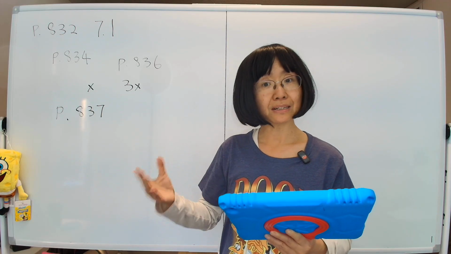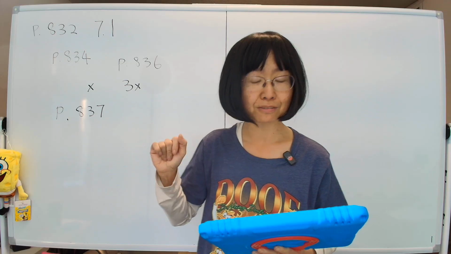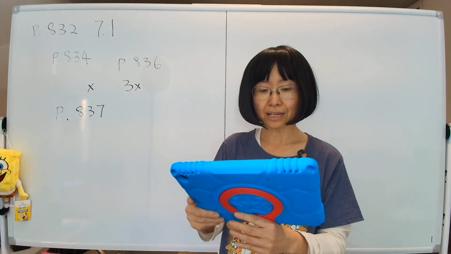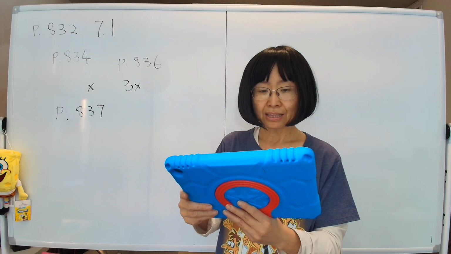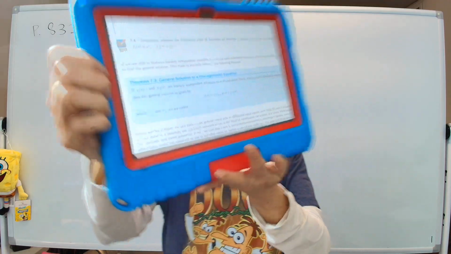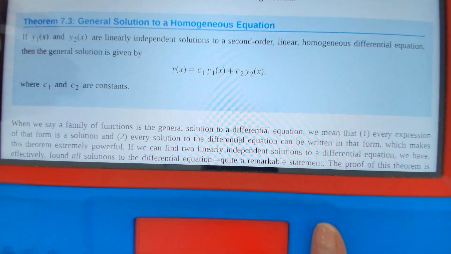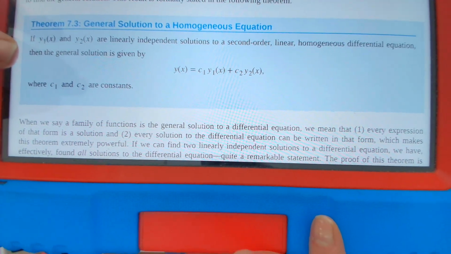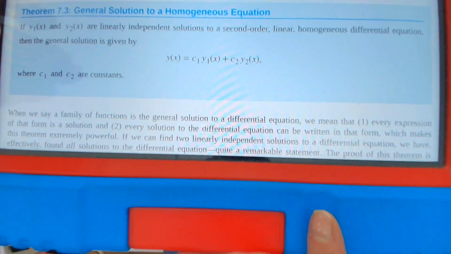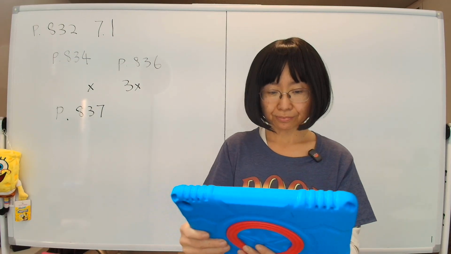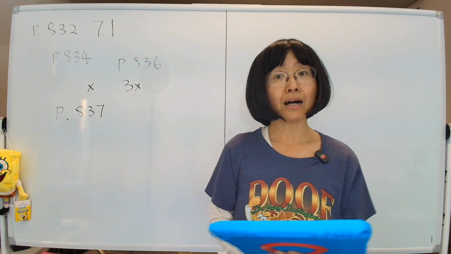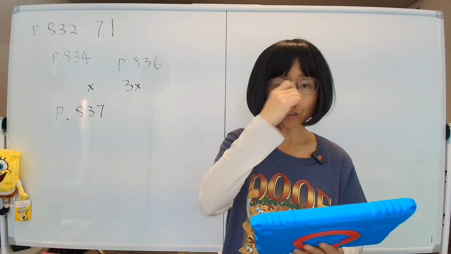Second order means the derivative goes up to the second derivative. So if y1 and y2 are solutions to this differential equation, then the general solution, which is given by adding them up, each multiplied by some constant, any constant, is also a solution to the differential equation.